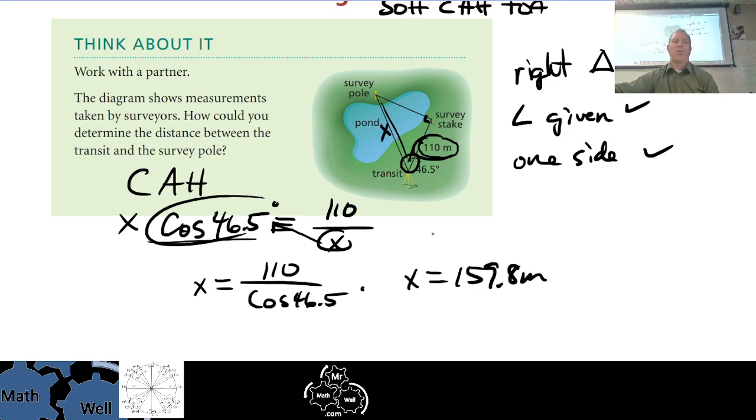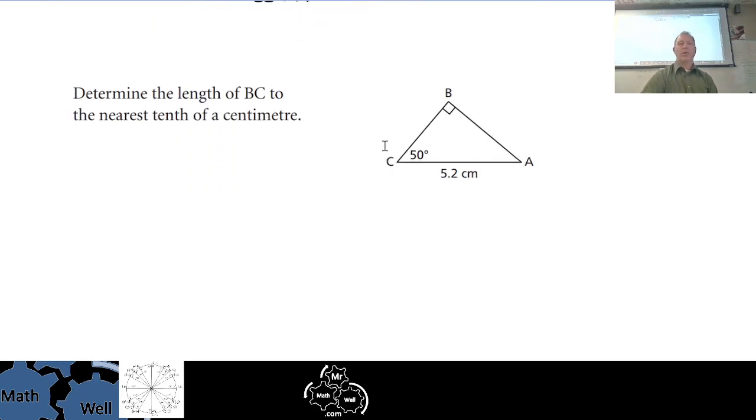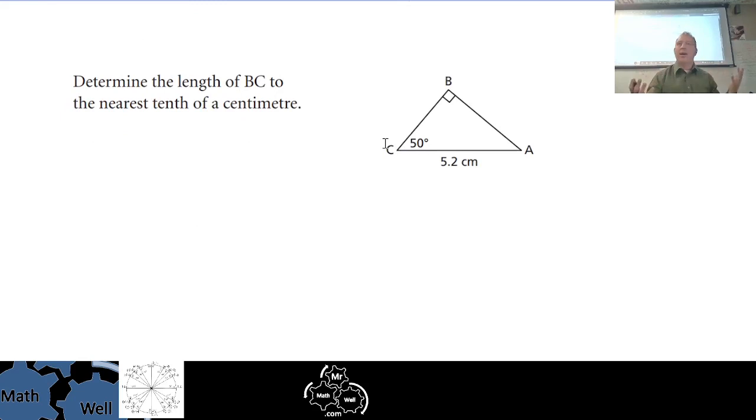Yeah, if you got 40, you're like, 40? The hypotenuse is always the longest side in a right triangle. So if you got 40 on your calculator, you know that something's wrong, right? And you go back and you check what you did. Excellent. Okay, so we're just basically applying sine, cos, tan, we've already done it.